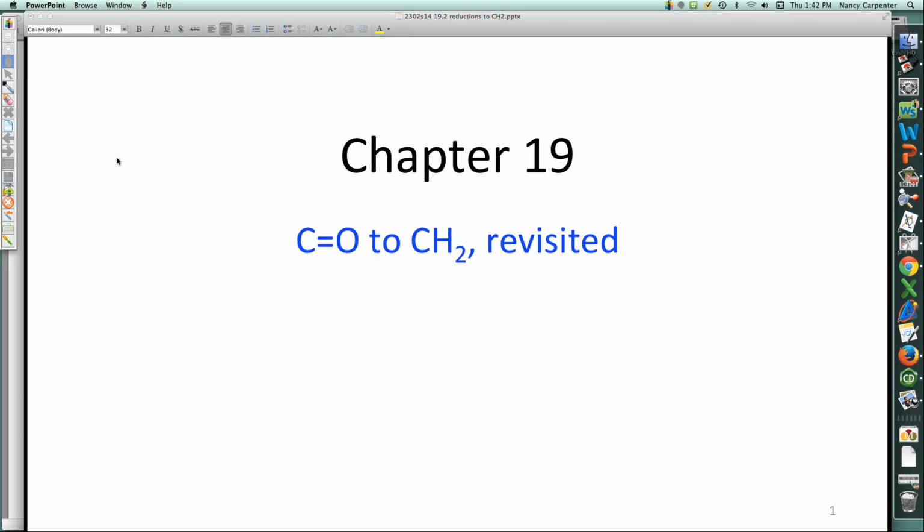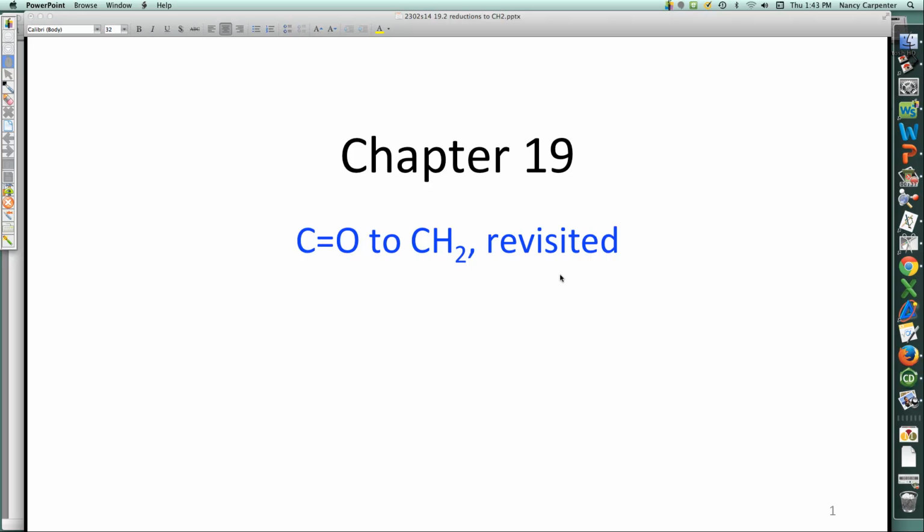We proceed onward with more review and new stuff in Chapter 19. There's a really wide variety of topics in this chapter. Some of them are honestly review, and some of them are new, and they all have to do with synthesis, making new molecules. So this part that we're going to dive into here is the third part, which is revisiting ways to reduce carbonyls down to CH2s, to the methylene group.